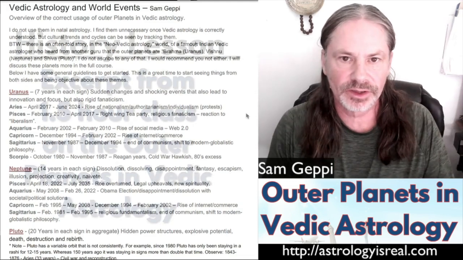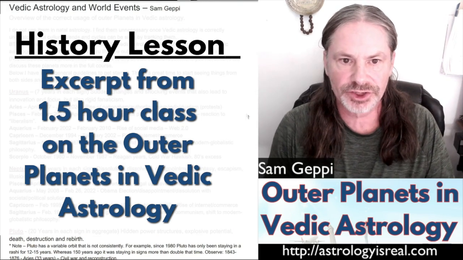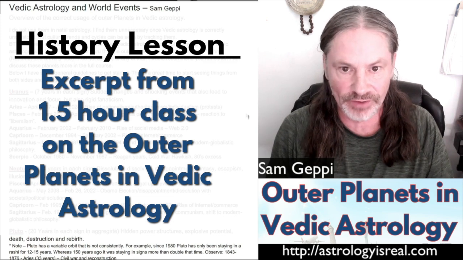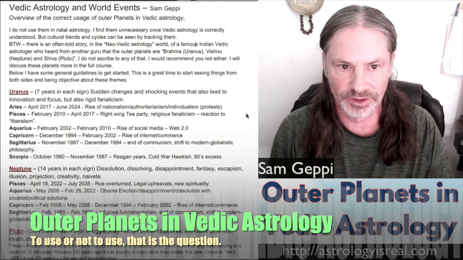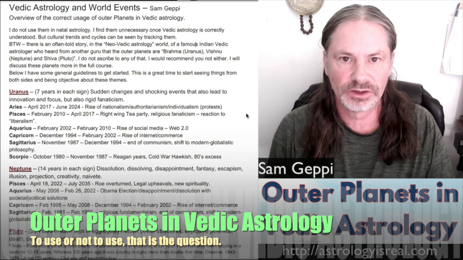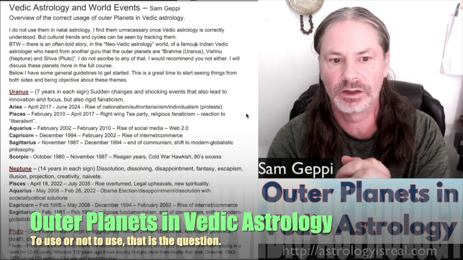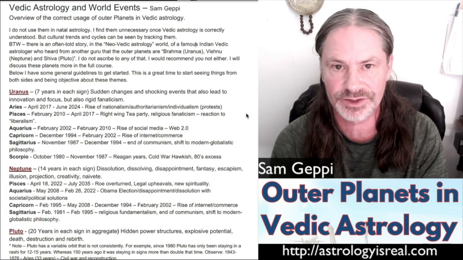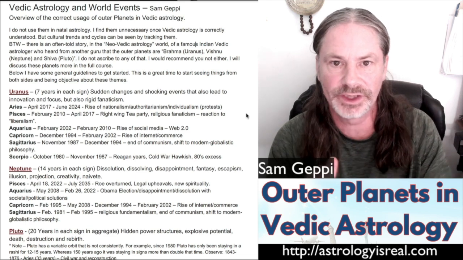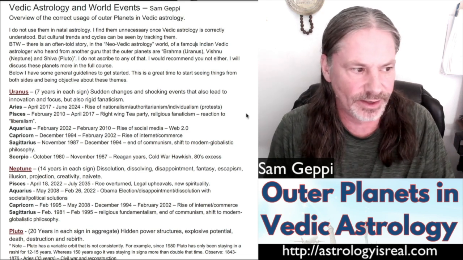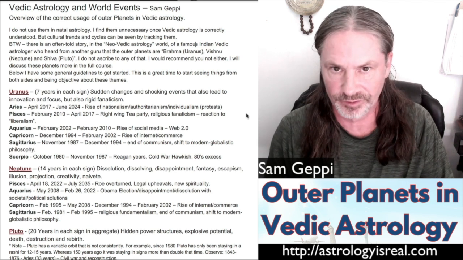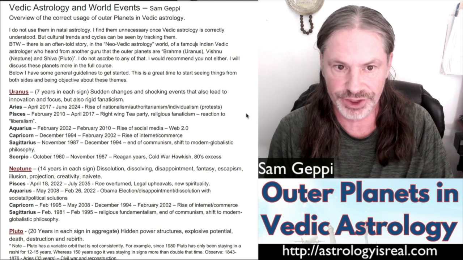Okay, so I'm going to be talking about Vedic astrology and world events and the overview of the correct usage of outer planets in Vedic astrology. So this is where I take a deep dive into the outer planets of Vedic astrology and really give some context and a way to understand them as being different from natal astrology.